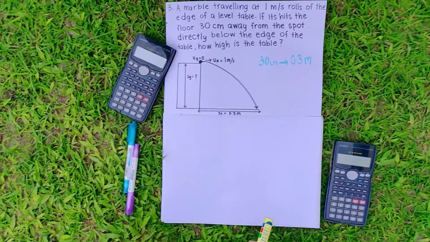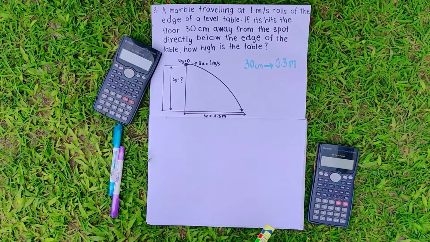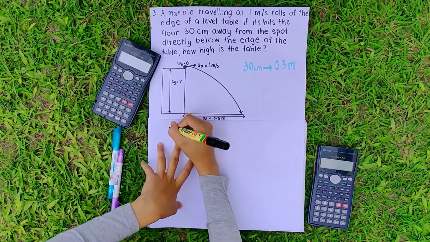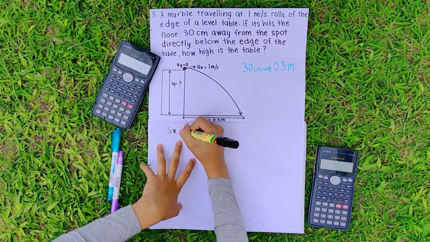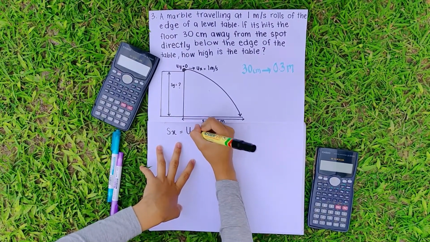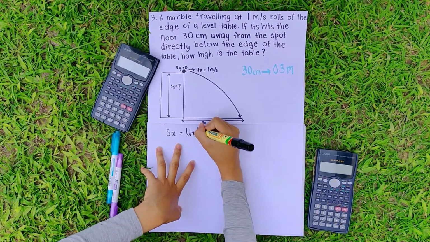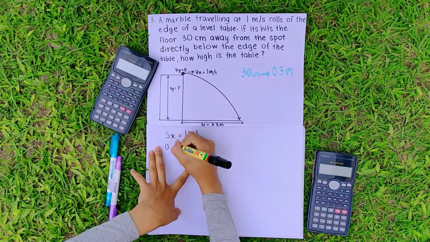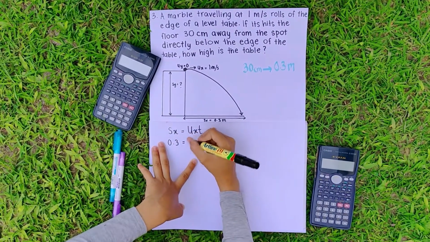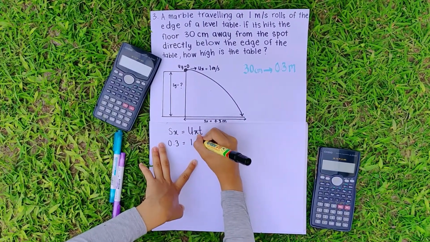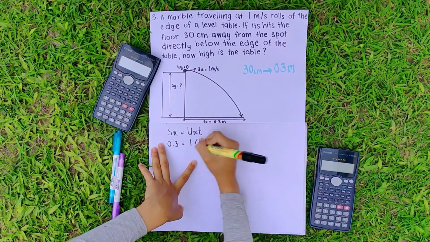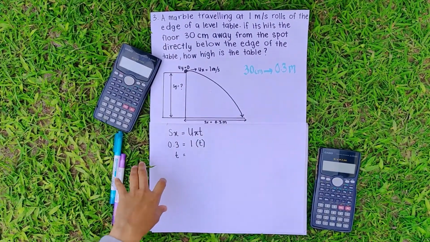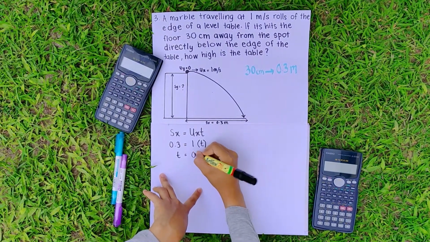Firstly, we must find the t, which is time. To find the t, we must use the formula sx equal to ux times t. Sx is 0.3, while ux is 1 and t is unknown. So, t is equal to 0.3 second.